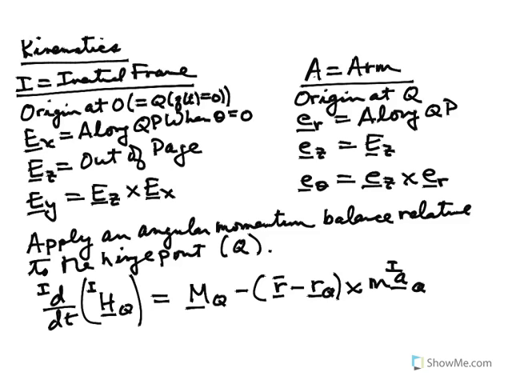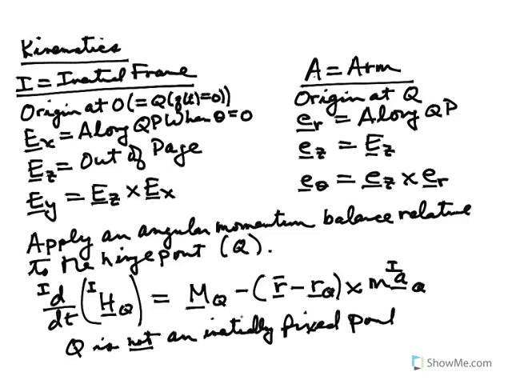If we are applying this moment balance now, remember that Q is the hinge point. So we have to figure everything out relative to the hinge point, not relative to point O. We're not using point O. Point O is inertially fixed. Q is not inertially fixed. So I'm going to write that down. Q is not an inertially fixed point, because you can see that Q is moving relative to the inertial frame.